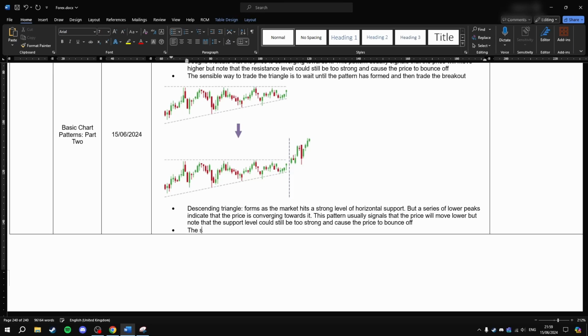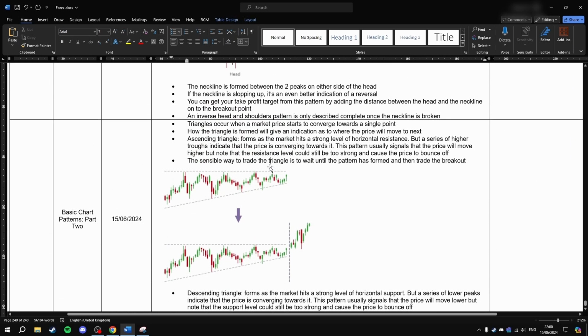The sensible way to trade the triangle is to wait until the pattern has formed and then trade the breakout.